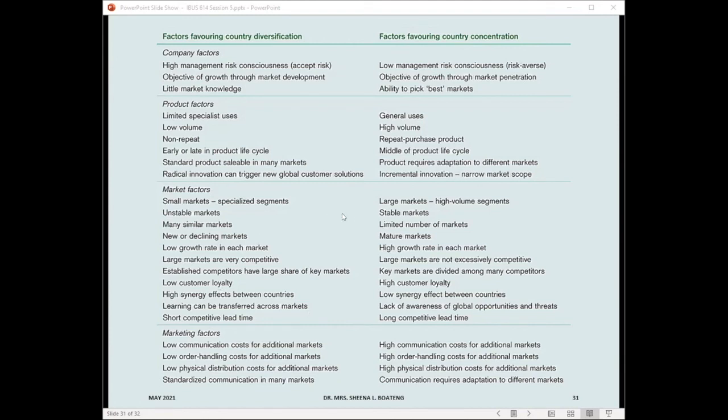So when you get the slides, please take your time and go through each of these and familiarize yourself with the factors that will make a particular firm choose one approach, be it diversification or concentration over the other.